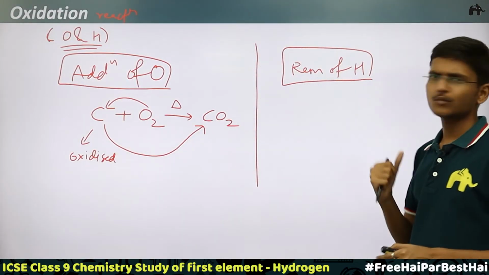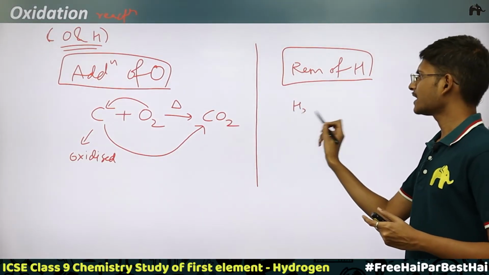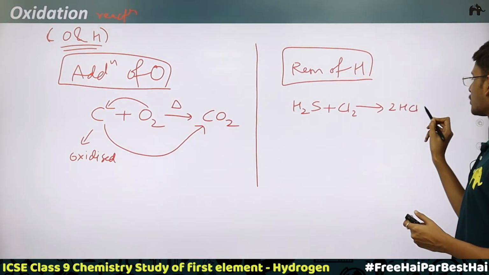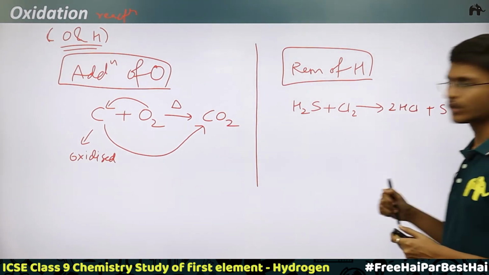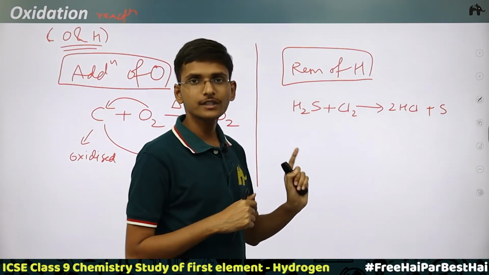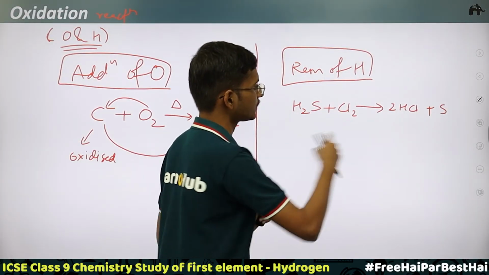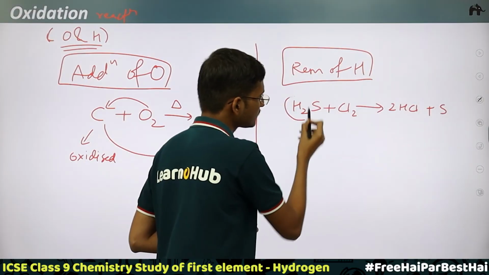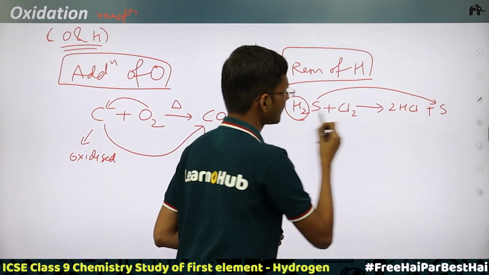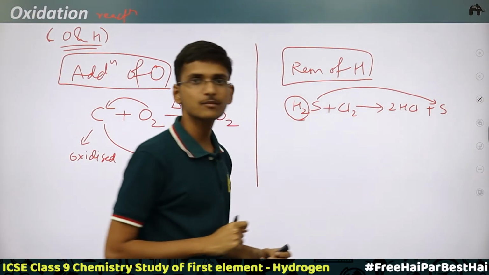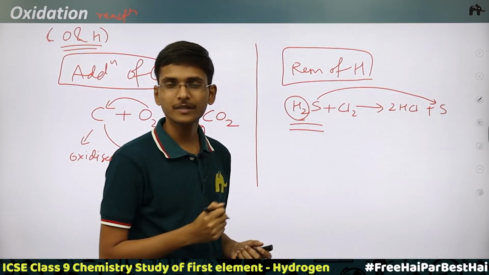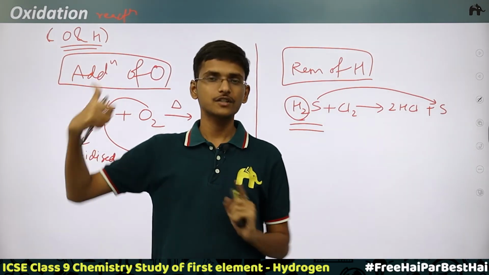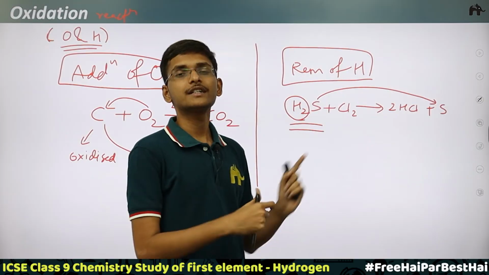In the same manner, take removal of hydrogen. For example, this reaction: hydrogen sulfide and chlorine gas give hydrogen chloride, HCl, and sulfur. 2 H, 2 chlorine, 1 sulfur on both sides, so it's balanced. Here the hydrogen is getting removed from the hydrogen sulfide, and after its removal, what remains is sulfur, which is the product. So removal of hydrogen is taking place. This is an example of oxidation, because removal of hydrogen is oxidation.